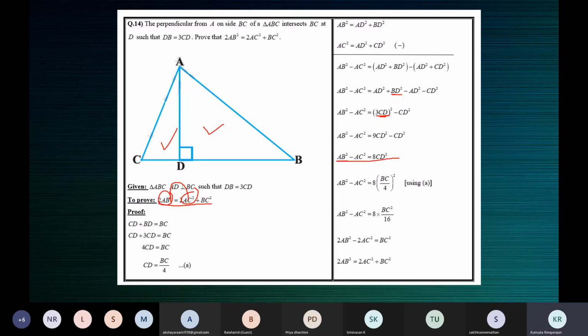AB square minus AC square is equal to 8 times CD square. At this point, you should take away CD and introduce BC because we have BC in the result. And CD in terms of BC is what we have here. CD is equal to BC by 4. So substitute that instead of CD, say BC by 4, the whole square. 8 ones are 8, 8 twos are 16, cross multiply, and transpose this.